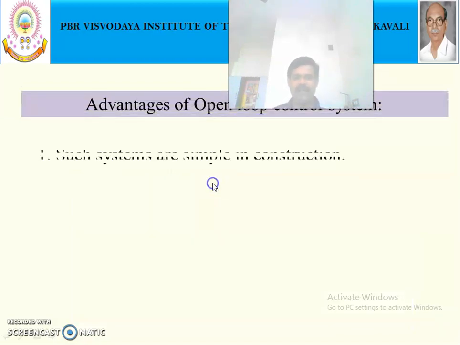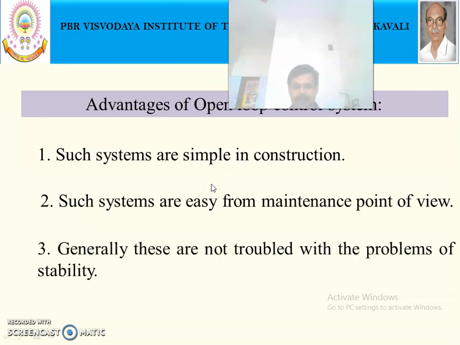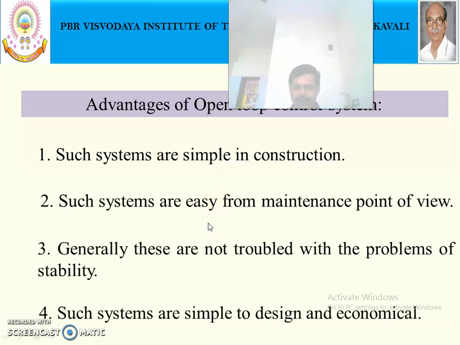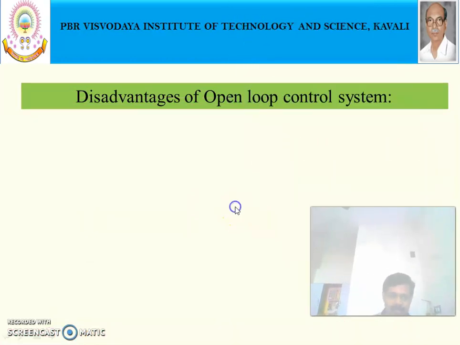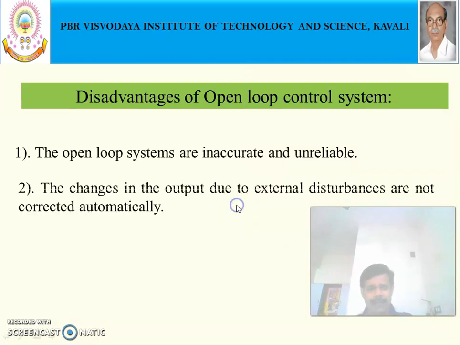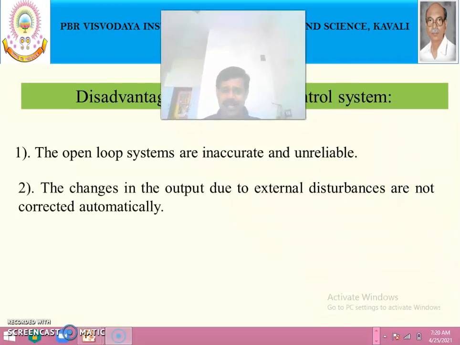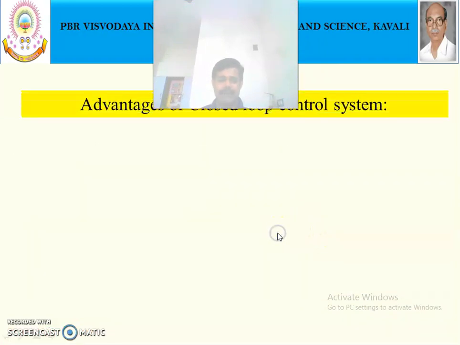Now we are going for the advantages of open loop control system. Such systems are simple in construction, easy in maintenance, and more stable. They are simple to design and economical. Now the disadvantage of open loop control system is that they are inaccurate and unreliable. If there is any change in the output, then it can't be corrected.